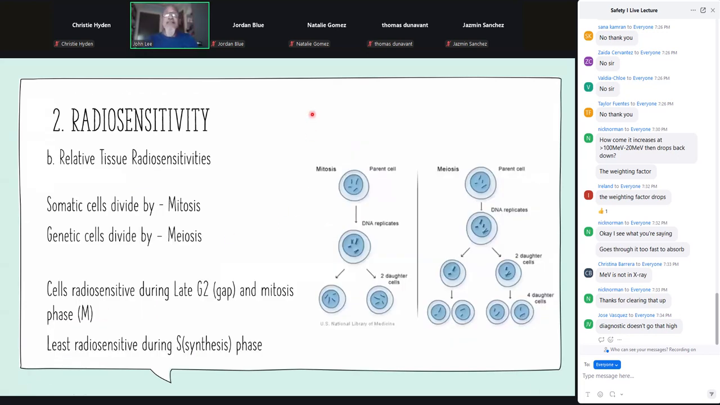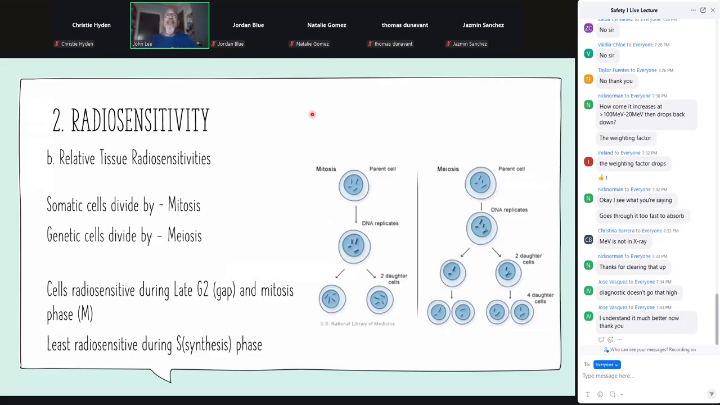Moving into radiosensitivities, relative tissue radiosensitivities.